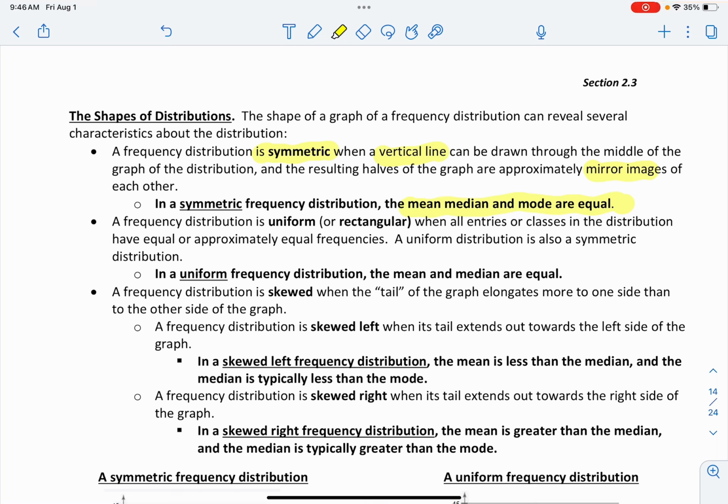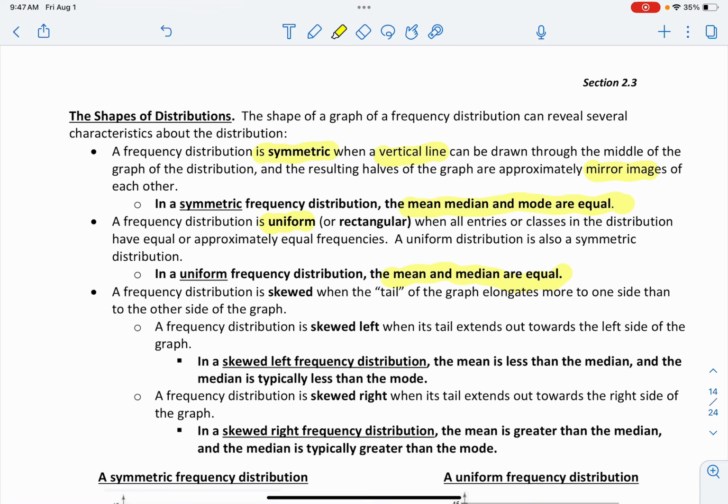Okay. Another one is called uniform. Uniform is when all entries or classes in the distribution have approximately equal frequencies, right? So if you think about a histogram, all the bars are the same height. And in the uniform distribution, mean and median are equal.